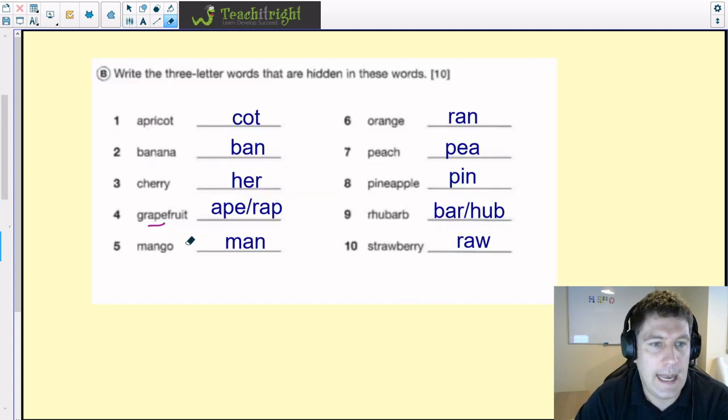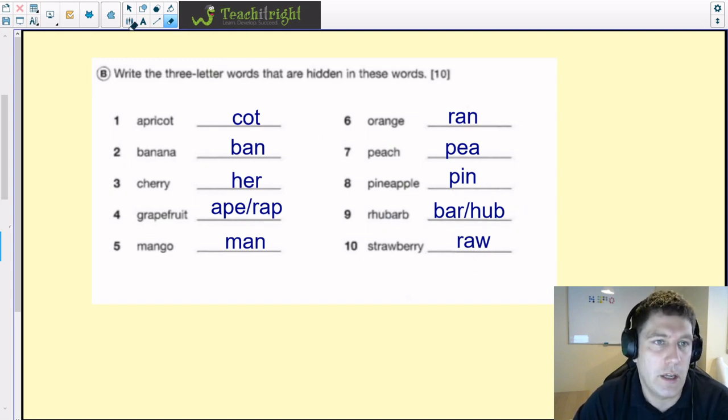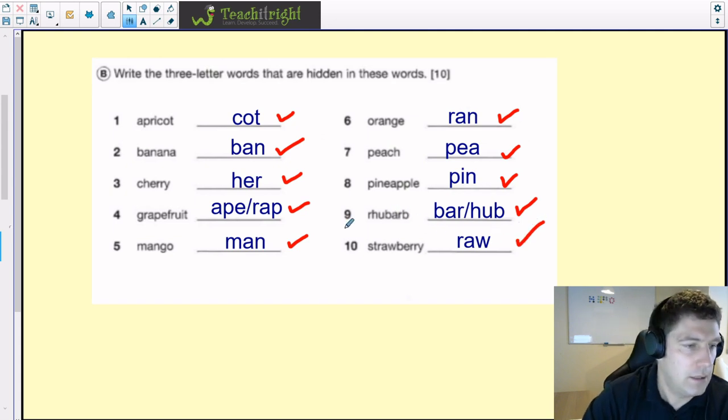Now what we've got here is we've got to find the 3-letter words that are hidden in these words. Just notice on question 4 you could have had ape or rap, and rhubarb you could have bar or hub. Hub is like somewhere central, often referred to as a city hub. We've got cot, ban, her, ape, rap, man, and pea, pin, and raw. Okay, so again, well done.